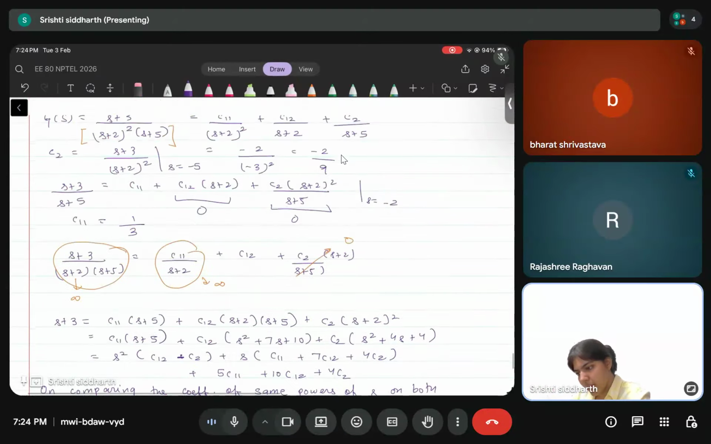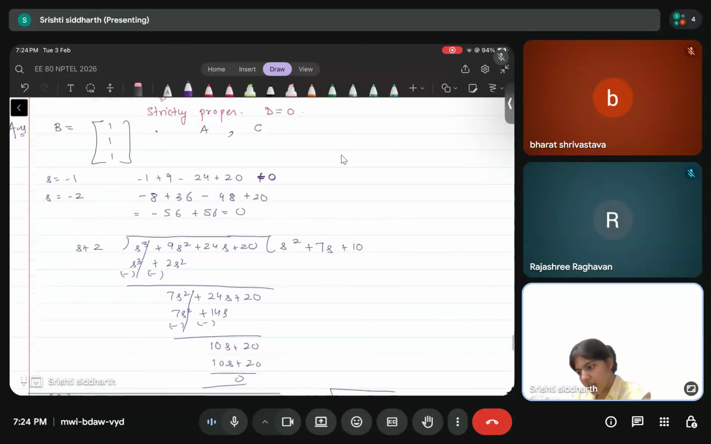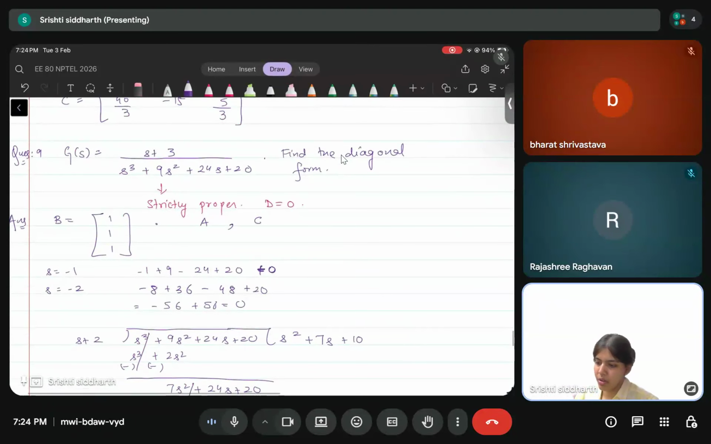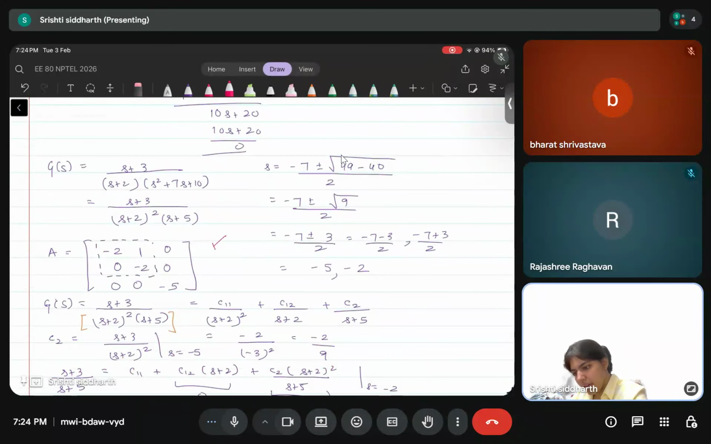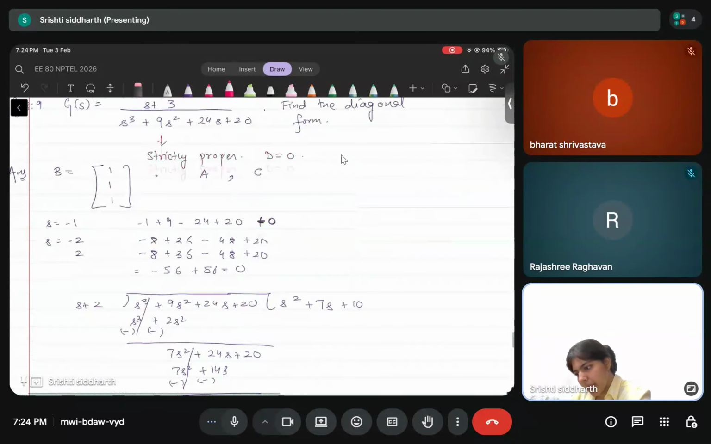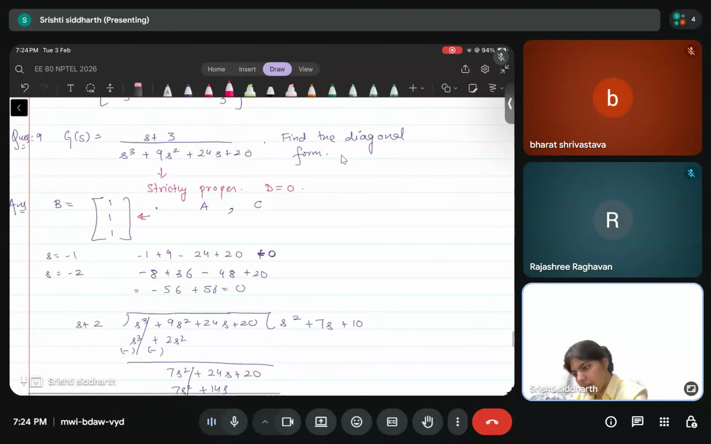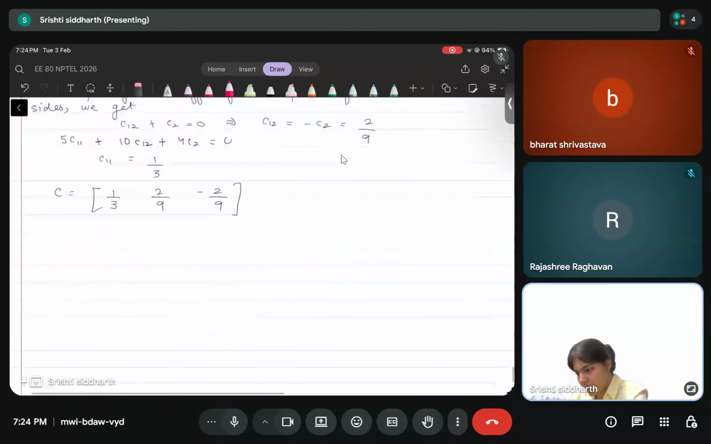So I think D is already 0 because you have observed that it's a strictly proper transfer function. Alright. So this is A. This is B, D is 0, and this is C.